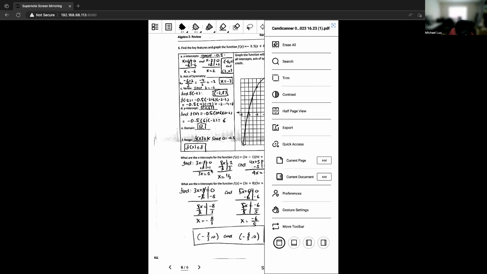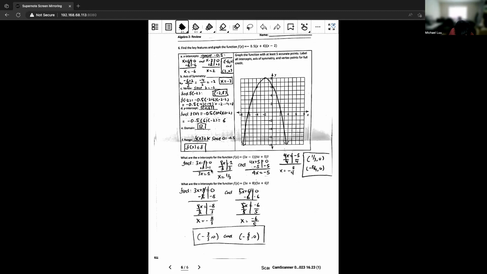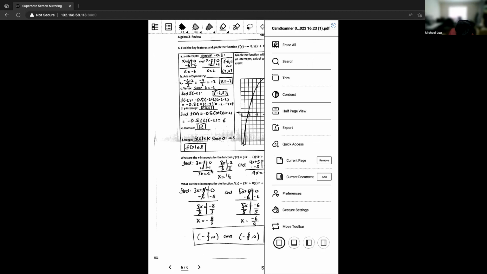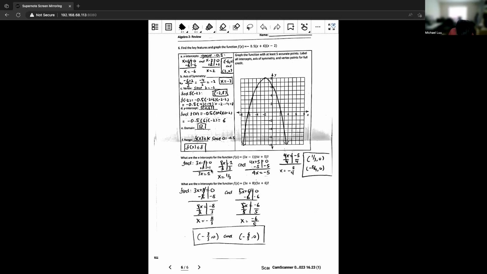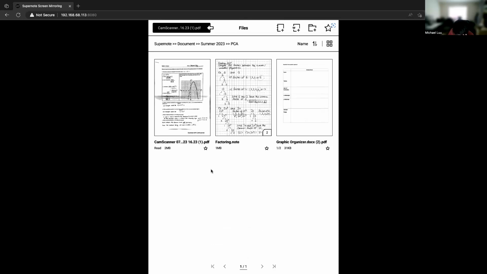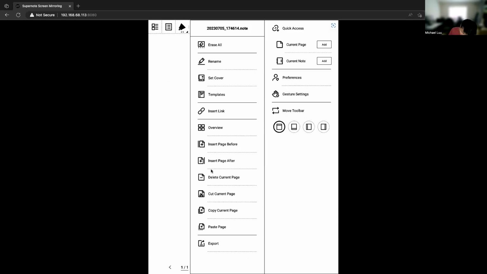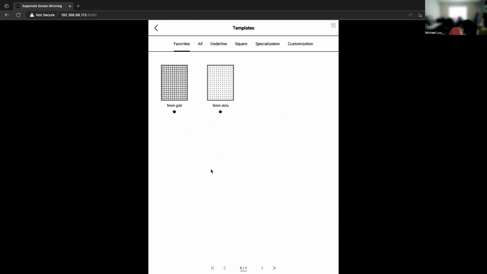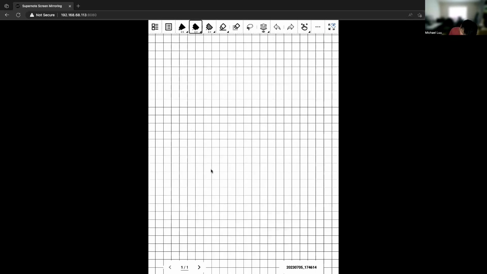What I'm going to try to do is see if I can add a current page. Okay, I can. Let's say I just created a graph and a function as another review. I'll just give you 2 examples. One of them will be a vertex form. The other one will be a factored form. So here's my grid.